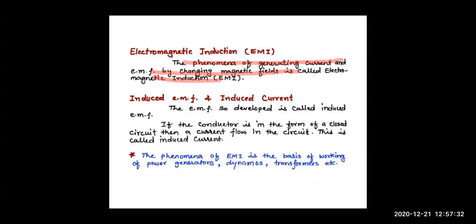Because of electromagnetic induction, the EMF that is produced is called induced EMF. Suppose you connect a wire and make it a closed circuit, then because of that induced EMF, current will flow, and that current is the induced current. Electromagnetic induction is used in our day-to-day appliances, that is, in power generators, dynamos, transformers, etc.